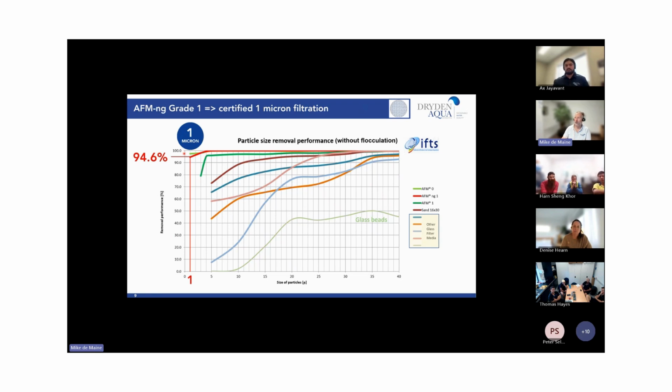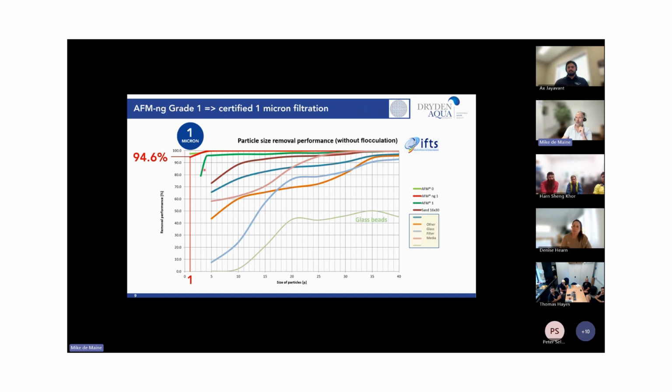It's not a media that we use often anymore because it used to be the media that we would use to filter down to 1 micron. But now, since the AFM NG filters down to 1 micron at 20 meters per hour, we're using that instead of AFM grade 0, which filters down to 1 micron. But because it's so fine, it really is only effective at 10 meters per hour filtration velocity and less. And of course, most applications want much higher filtration velocities. We still use the grade 0 in lab situations. So any commercial lab or some research facilities, we still use the grade 0, but mostly we've shifted to the NG grade 1.